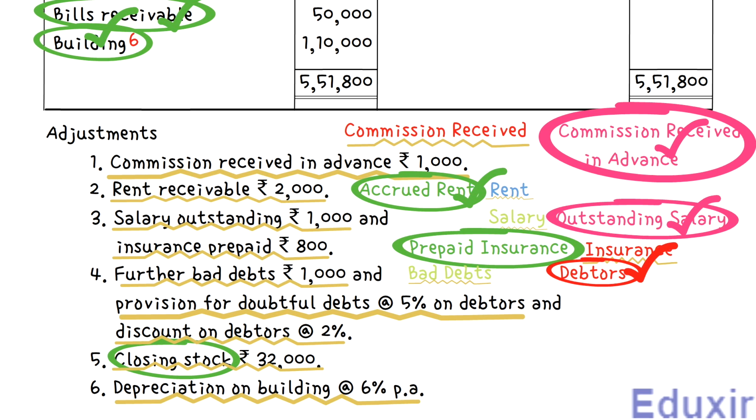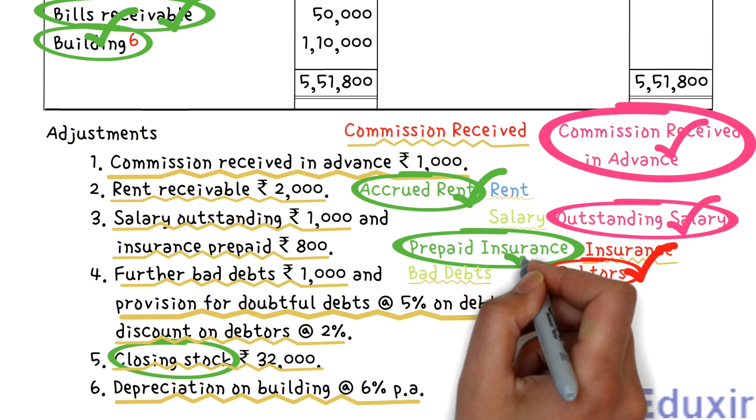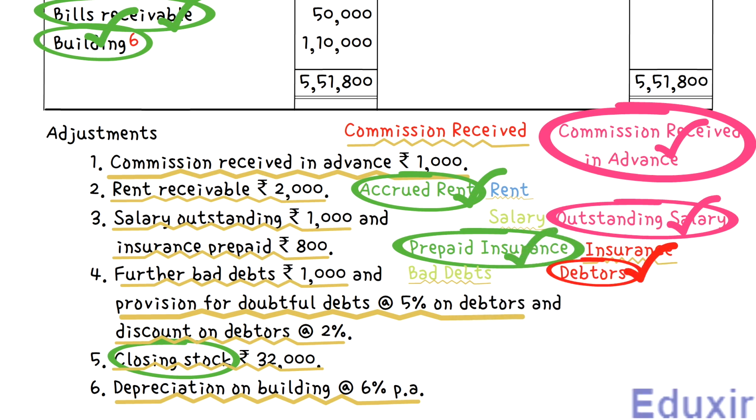As you can see, we have marked that the next entry to be considered for posting into the balance sheet is that of prepaid insurance and the corresponding amount is 800 rupees. Note that the prepaid insurance or insurance paid in advance is an asset for the business. So it should be posted on the asset side of the balance sheet.